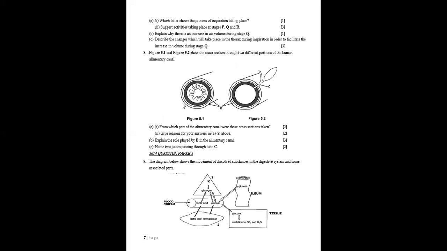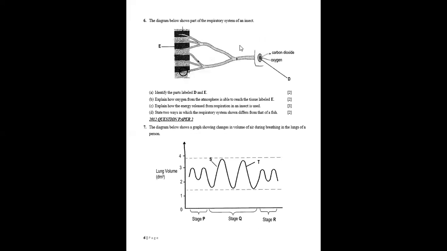All right. B, explain why there is an increase in air volume during stage Q, where you are exercising. It's because the body needed more oxygen for the production of energy, which is used for exercise. That's why. We move on.